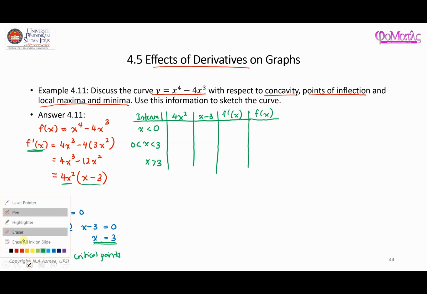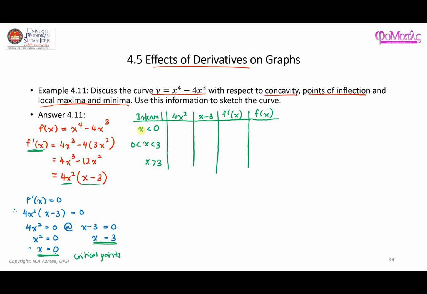For x less than 0, that means x has a negative value. If you plug in a negative value into 4x squared, the result is always positive because we have x squared. But for x minus 3, if x is negative, the whole expression is negative. Therefore, when you multiply the two factors, the sign will always be negative. Based on that, f(x) is decreasing on the interval negative infinity to 0.